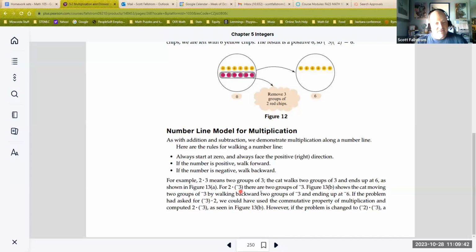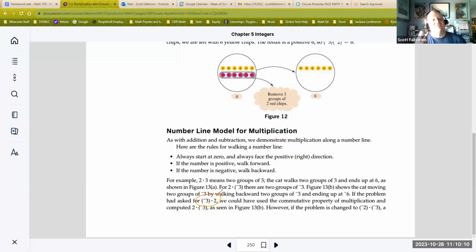2 times -3 is 2 groups of -3. So I'm facing forward. Negative number, I walk backwards, but I'm going to walk backwards in 2 groups of 3. So I'm moving backwards, still facing the forward direction. Okay. And then what they do here, this is why this is not my favorite model. What they say is, hey, be careful. If you get to a problem like -3 times 2, it really creates some problems on our number line.